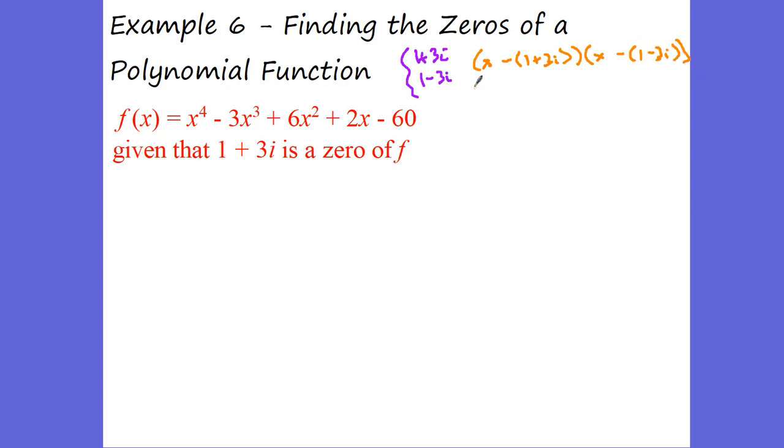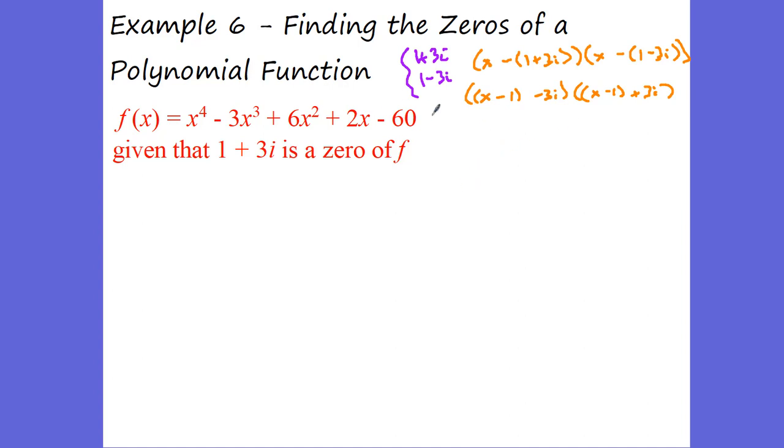We want to distribute this negative. So we have x minus 1 minus 3i. We're going to distribute this negative: x minus 1 plus 3i. Okay, now we're going to do some foiling here.